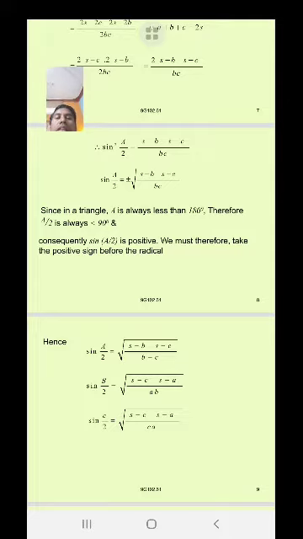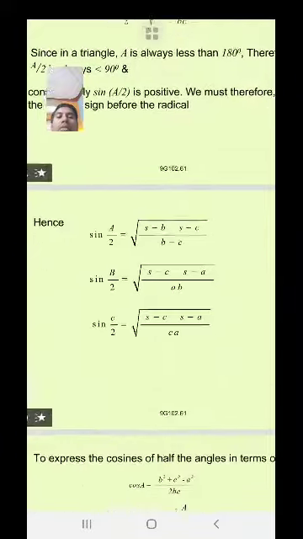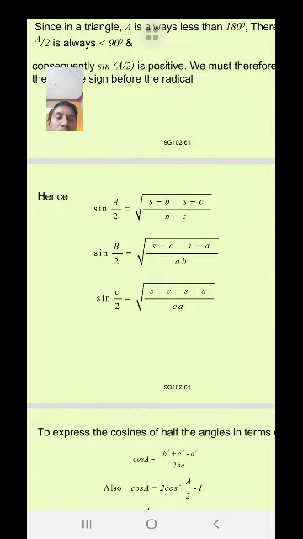Hence sin A by 2 equals under root of (s minus b) into (s minus c) by bc. Here also brackets are not printed, so we have to put s minus b in a bracket and s minus c also in a bracket. So write brackets for s minus b and s minus c also, otherwise the meaning will change. So please remember and put them in a bracket.